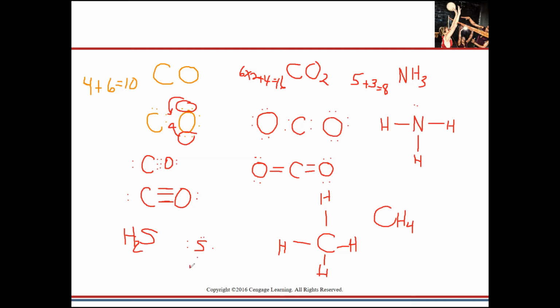We're going to do a bond for each hydrogen, right? Okay, 2 connected. That's it. That's 2, 4, 6, 8 around sulfur, 2 around hydrogen, 2 around hydrogen. We're good to go. Simple.